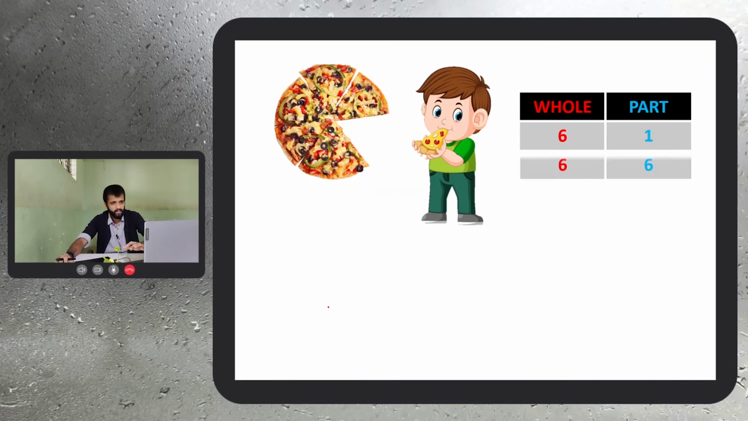So next part I can write, if someone was supposed to eat all the 6 pieces, then the whole pizza would have got over. But he ate, or rather you ate 1 piece out of the 6 pieces, right? And that whole 6 upon 6 will become 1.